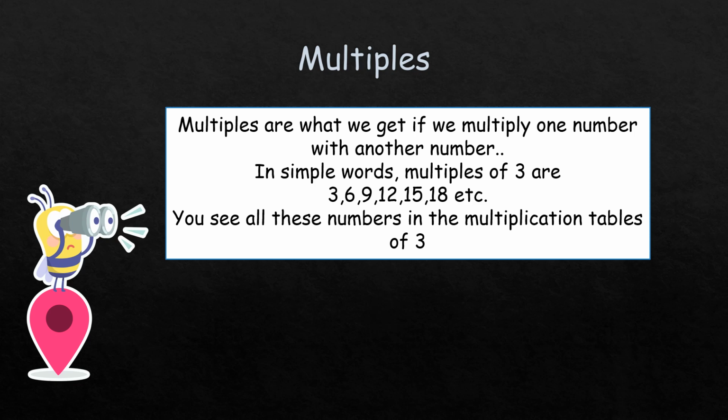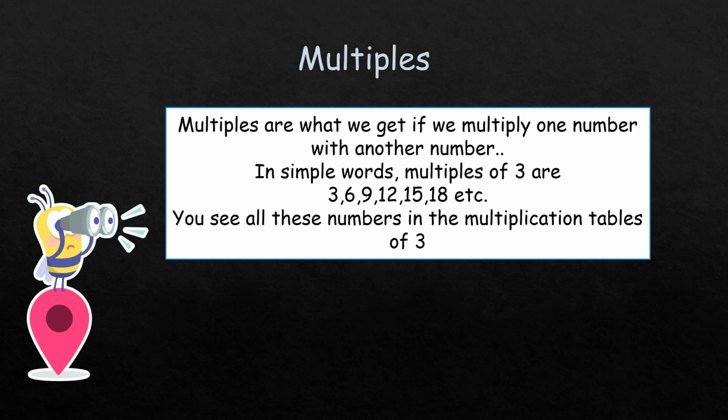In simple words, multiples of 3 are 3, 6, 9, 12. How did we get these numbers? When you multiply 3 with 1, you get 3. When you multiply 3 with 2, you get 6. 3 into 3 is 9. 3 into 4 is 12. 3 into 5 is 15. So like that, when we multiply 3 with any number, you get a multiple of 3.